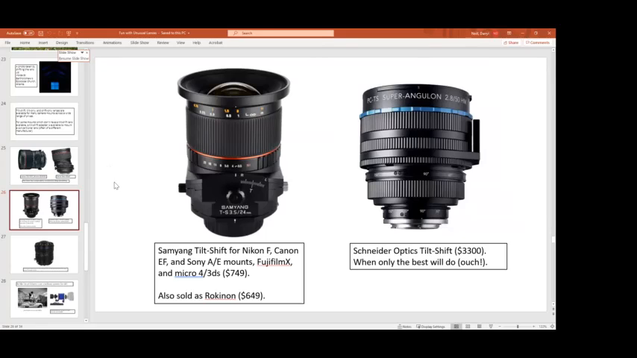Okay, thanks. Here's a Samyang out of Korea. They also sell most as Rokinon for less money. I don't know why. And this is for Nikon F, Canon EF, Sony A and E, Fujifilm X, and Micro Four Thirds. And you can see the price is coming down here. And I took a hard look at it not long ago. Thank you, maybe I'll get one.